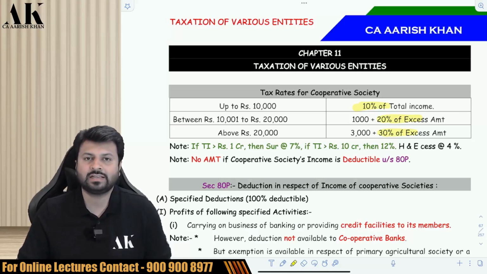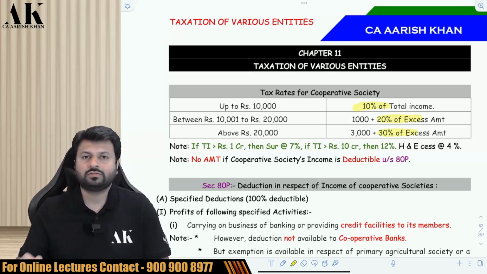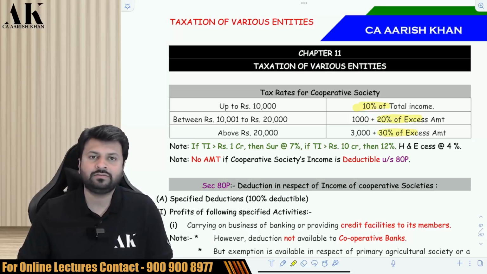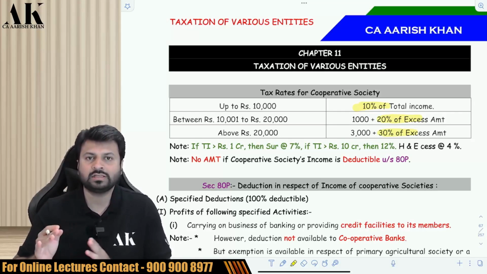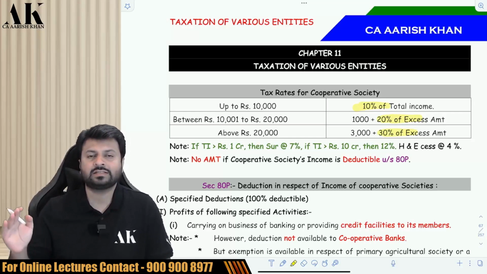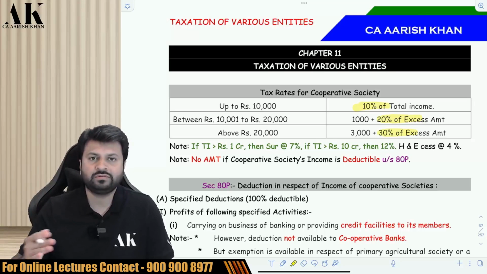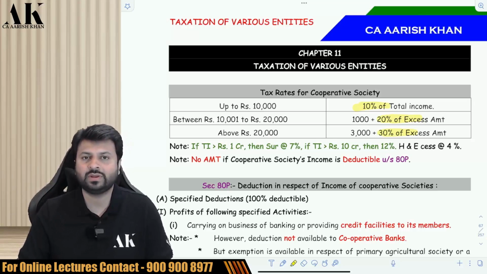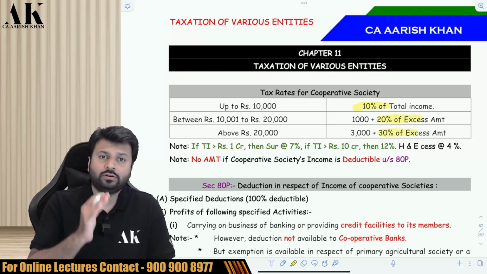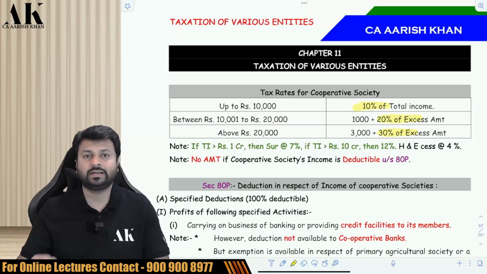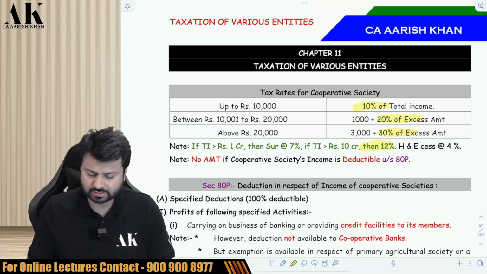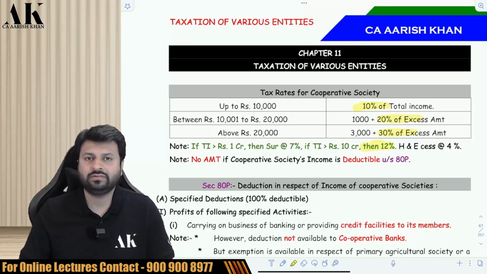Plus surcharge, there is an amendment made by Finance Act 2022 in surcharge. Earlier, cooperative society was liable for surcharge of 12% if they earn more than 1 crore rupees in the financial year. But now the government has broken the surcharge in two parts. The way the surcharge is applicable to a domestic company, the same provision is now applicable to a cooperative society as well. So now for a cooperative society, the surcharge is applicable if the total income is greater than 1 crore and up to 10 crore, then 7% surcharge. And if the total income is greater than 10 crore, then 12% surcharge. So there are now two slabs of surcharge, the way it is for a domestic company.